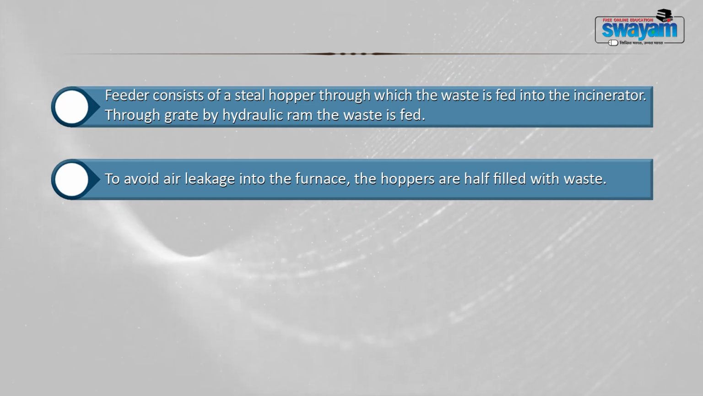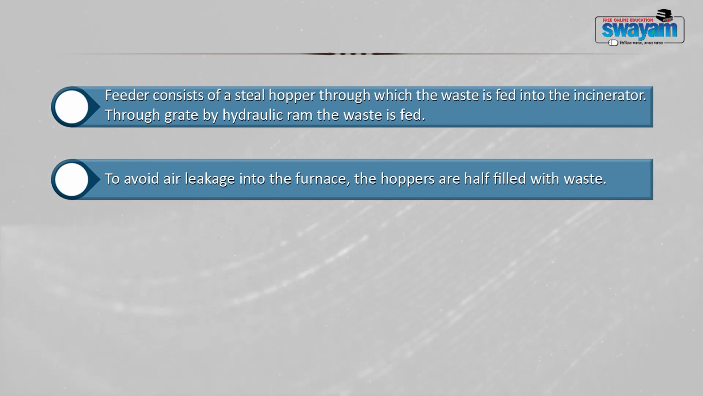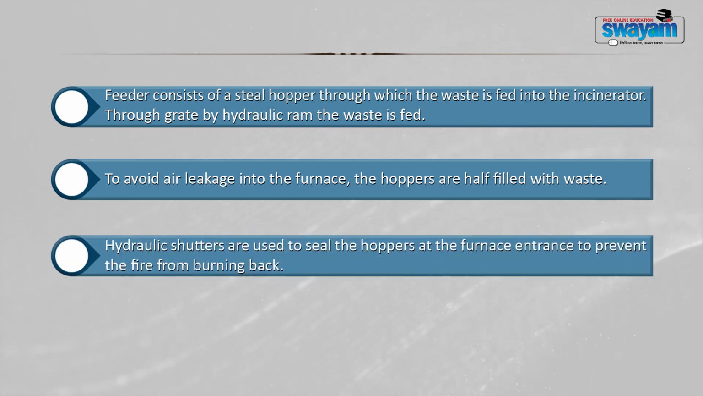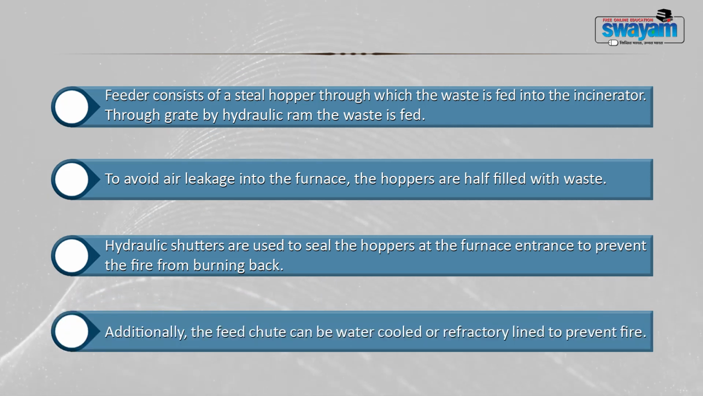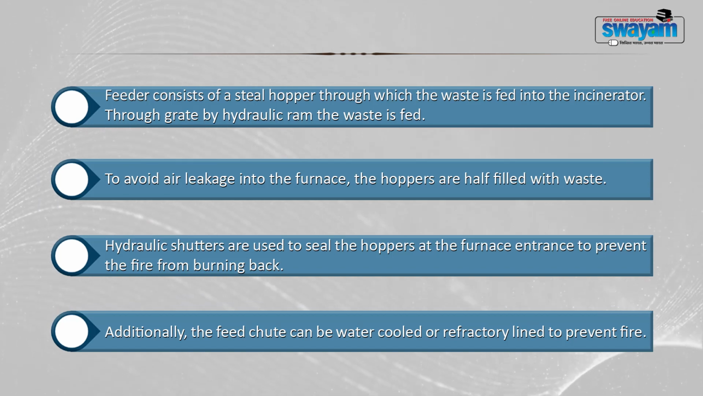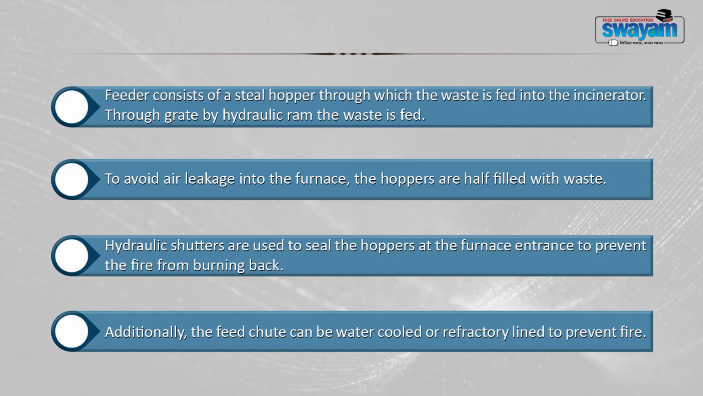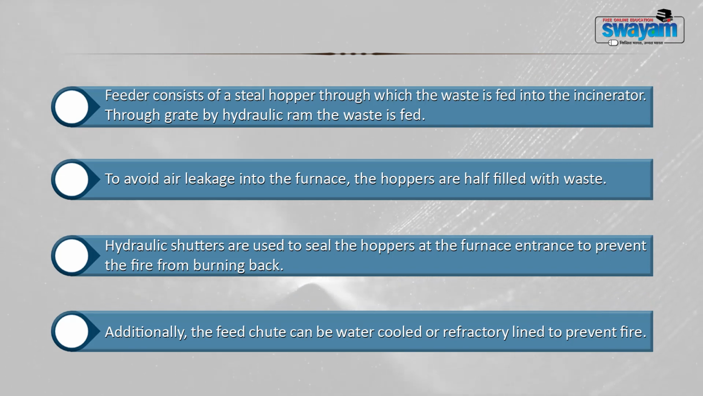To avoid any air leakage into the furnace, the hoppers are generally kept half filled with waste. On top you also have hydraulic shutters, which are used to seal the hoppers at the furnace entrance to prevent the fire from burning back into the waste. To be specific, when the waste has just entered the incinerator, there is a lot of fire, and the waste tends to catch fire. So if you close the shutter, the bunker storing the waste will not catch fire. That is the reason for having a shutter system here.